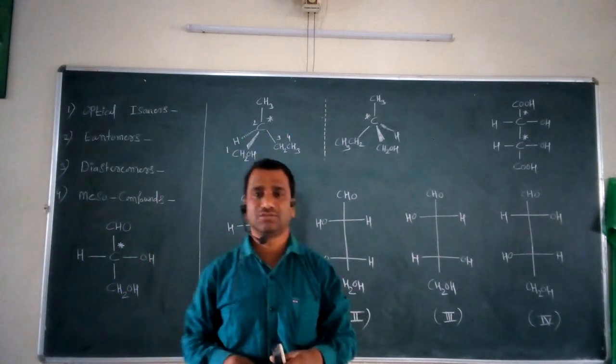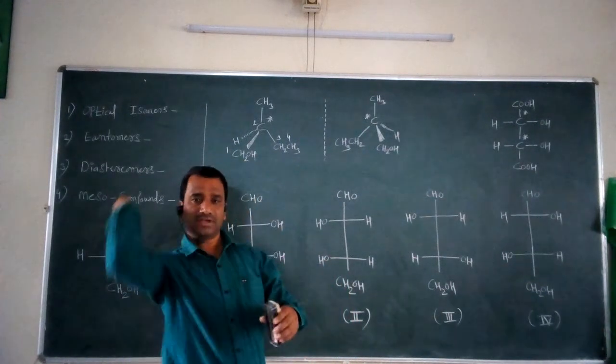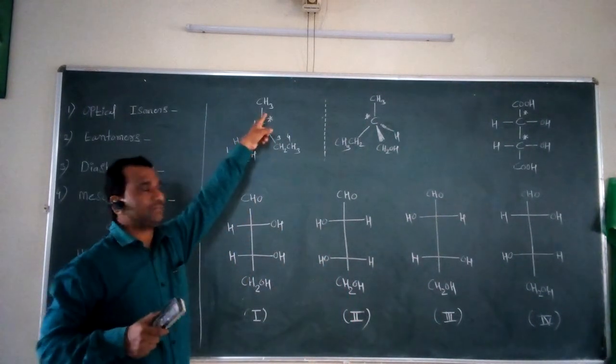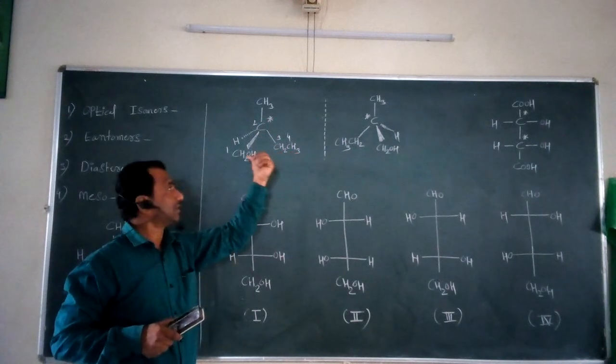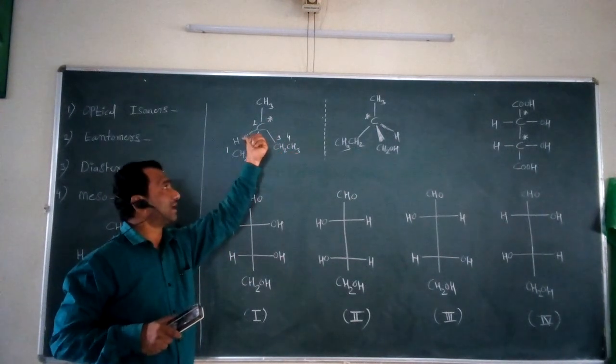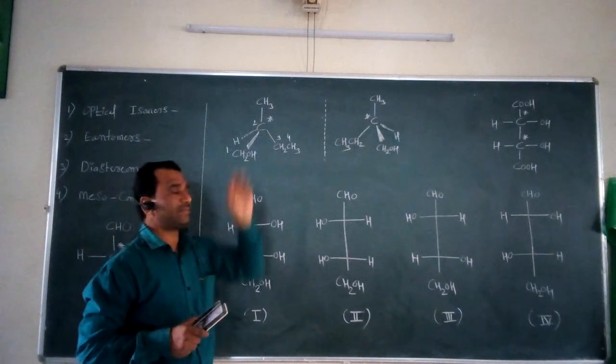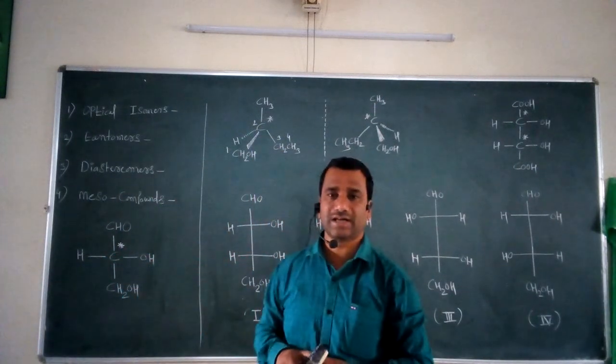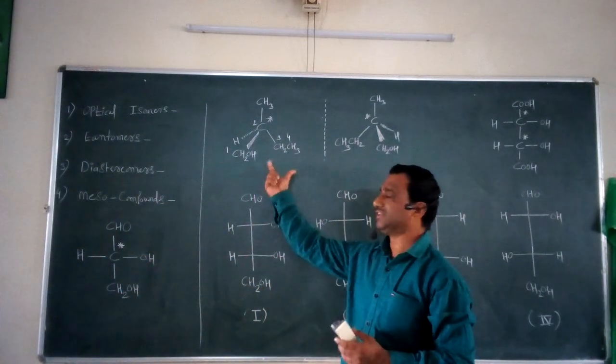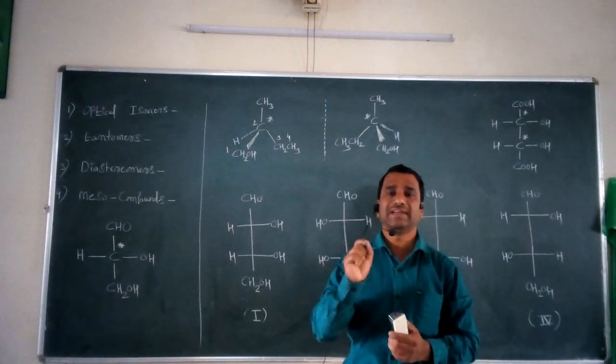This carbon is attached to four different atoms or groups. That is, to this carbon one methyl group is there, one ethyl group is there, one CH2OH group is there, and one hydrogen is there. That's why this carbon is called a chiral center or asymmetric carbon atom. So you can say that this 2-methyl 1-butanol is called an optically active compound.